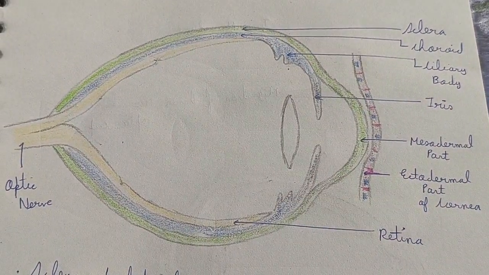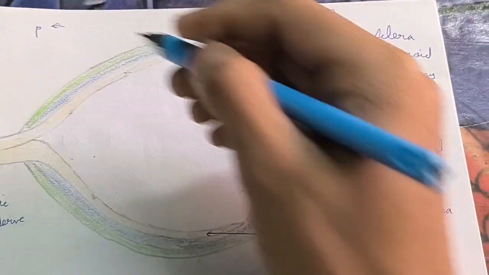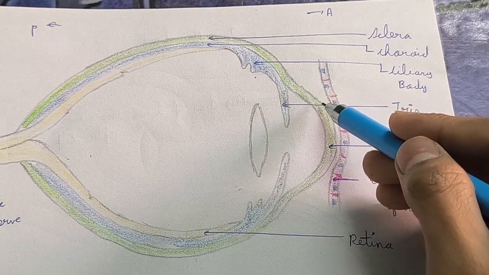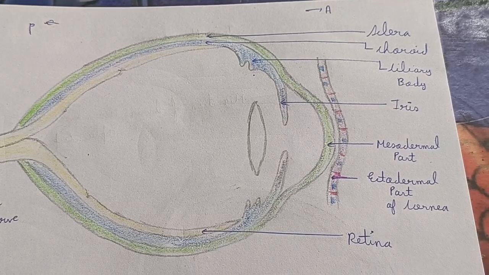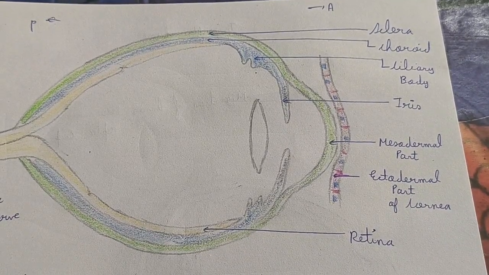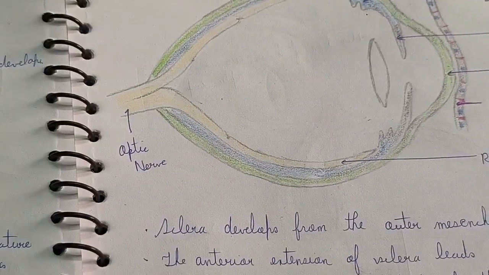And just like the choroid, this is the anterior part and this is the posterior part. Now you can see that the anterior extension of this sclera leads to the formation of the mesodermal part of the cornea. And if you want to know which parts of the cornea are developed by this mesodermal part, they are Bowman's membrane, substantia propria, Descemet's membrane, and inner endothelium.